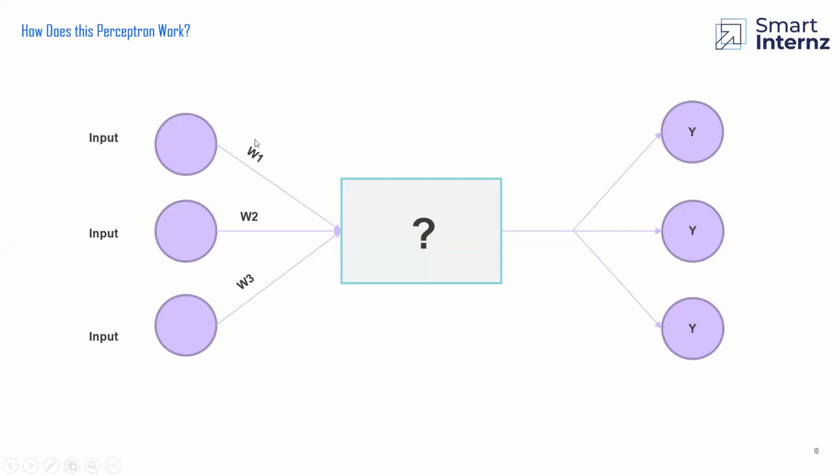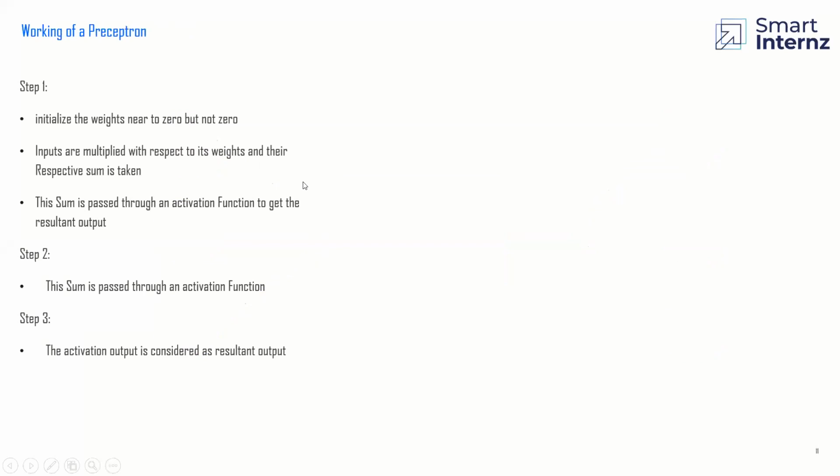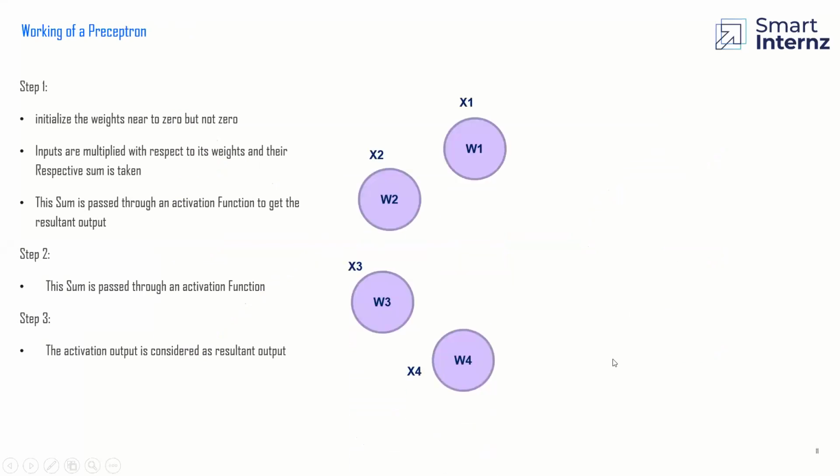Now we are talking about this. So what is the working? We already discussed, and now with this example you will understand. Suppose we have x1, x2, x3, x4, the inputs we have, with their associated weights, weight 1, weight 2, weight 3, and weight 4. In step 1, as I told you, initialize the weights nearest to 0, but not 0. It automatically assigns random weights that are multiplied with the respective inputs, and their sum will be taken.